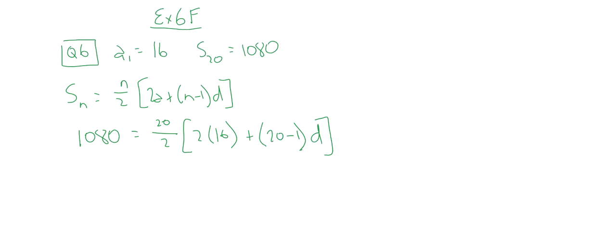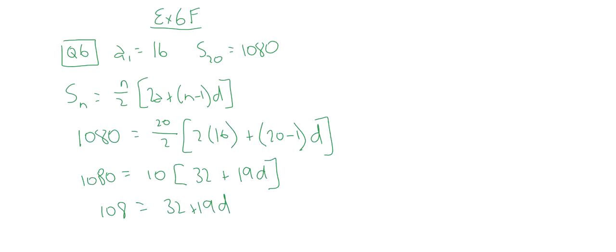So let's just start putting all of this together. This is 1080, that is 20 divided by 2, 2 times 16 is 32, 20 minus 1 is 19. So I'm going to bring this across and divide it. So I get 108 equals 32 plus 19d. Then I'm going to subtract 32, which gives me 76 equals 19d. And then 76 divided by 19 is 4. So the common difference is 4.